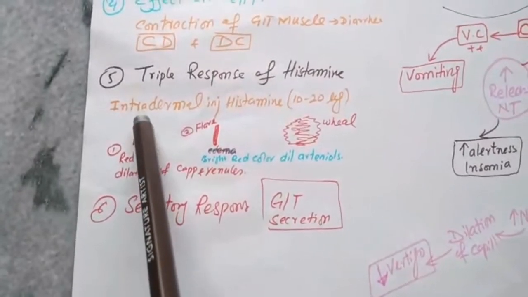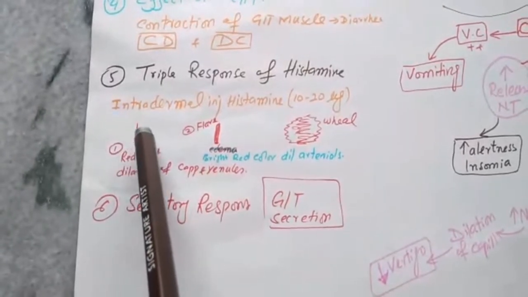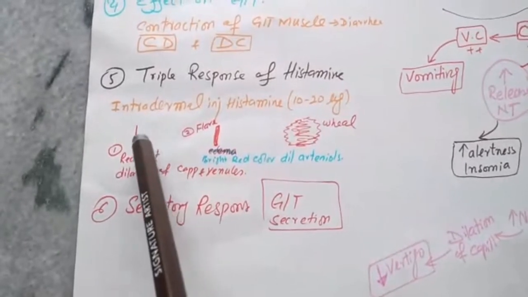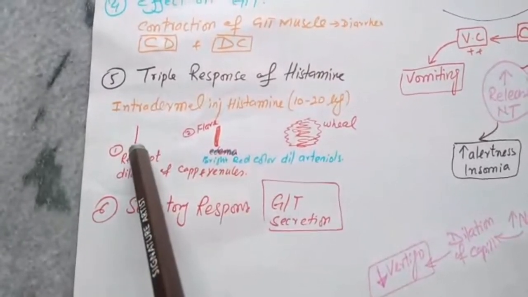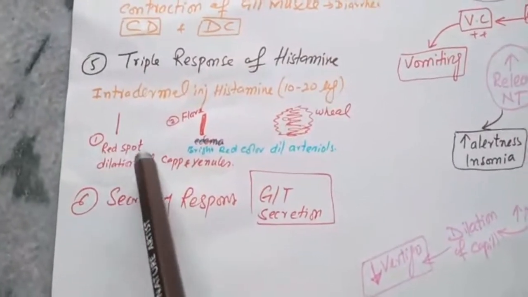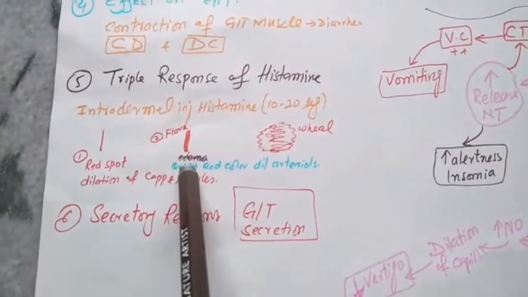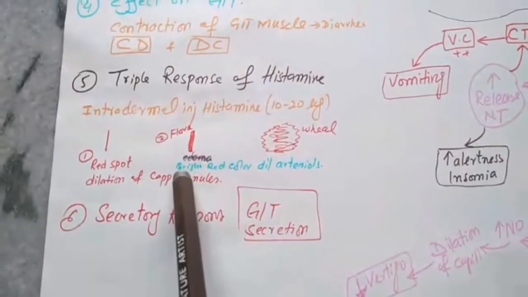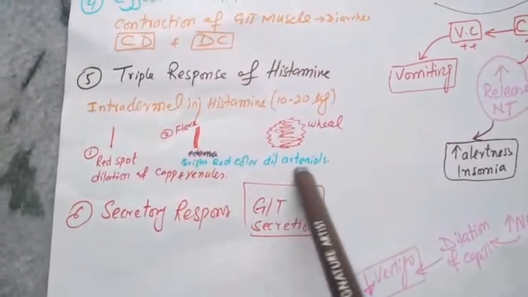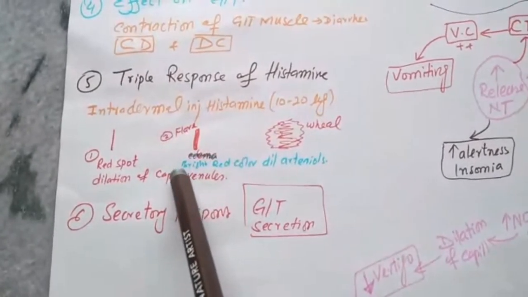This dilation of capillaries will create dilation of the epithelium, and from the epithelium the fluid will come out. When there is dilation in capillaries, it means that blood is more in capillaries, so there will be a red spot. With the passage of time, the red spot will change into a bright red color, which is due to the dilation of arterioles, and this is known as flare.